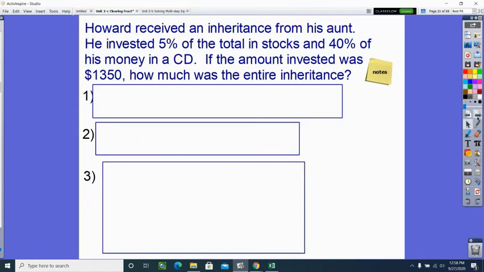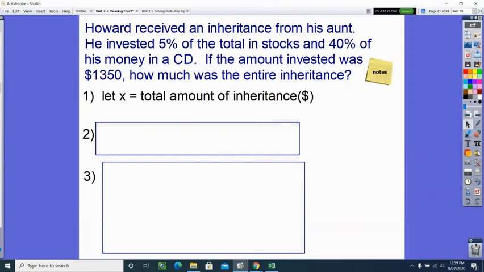Okay, so let's just do one last problem today and call it a day. Let's say that Howard received an inheritance from his aunt. He invested 5% of the total inheritance in stocks, 40% of his money in a CD, and that is a certificate of deposit. It is not like an ancient musical device. If the amount invested was $1,350, how much was the entire inheritance? Now, I know I've got to talk about 5% and 40% and $1,350, but what is my unknown? The total inheritance. So I'm going to name a variable for that. And I'm going to call it X.